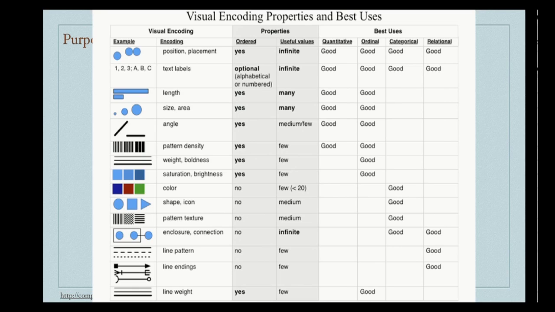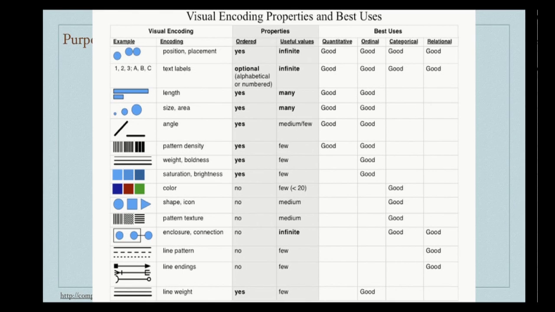For things like pattern density, it is ordered. We can say that one is darker than the other one, but there's not really a large number of useful differences. You can generate a huge number of differences with a computer, but if you remember old school newspaper maps, with the dark and the medium and the light, there's not very many really useful differences where you can say, oh, that's number 7 out of 15, and that's number 9 out of 15. You can't see those differences. They may exist, but they're very hard for us to perceive.